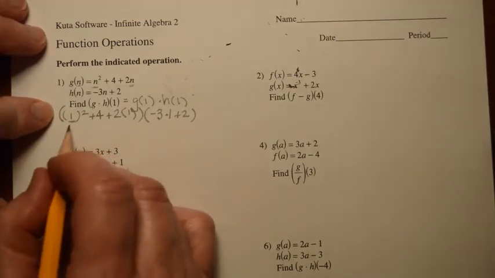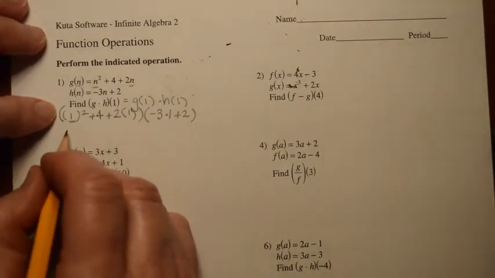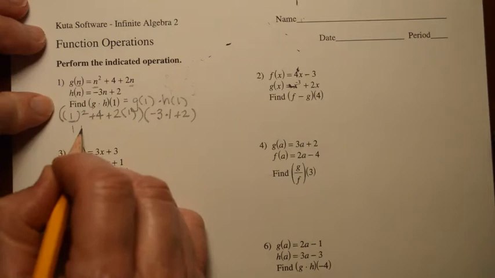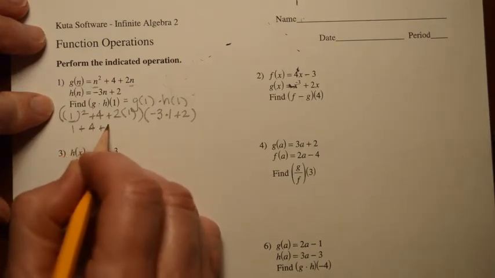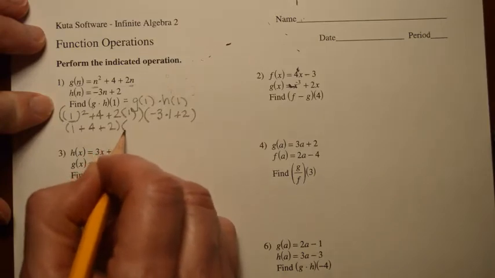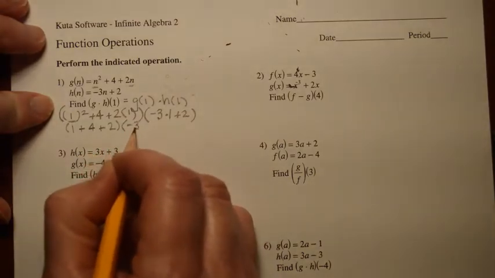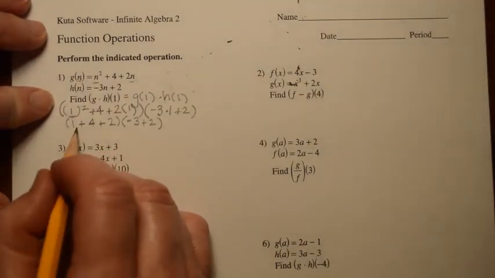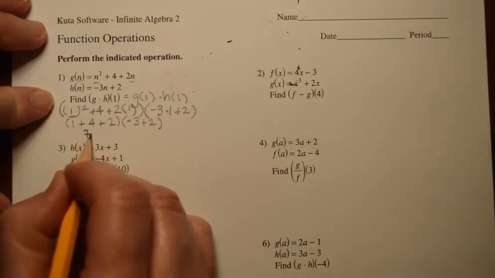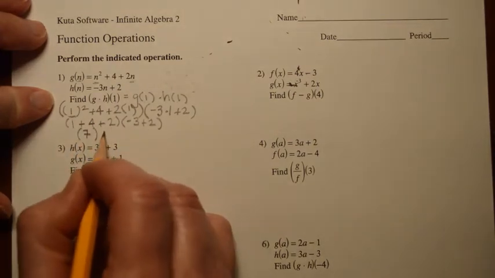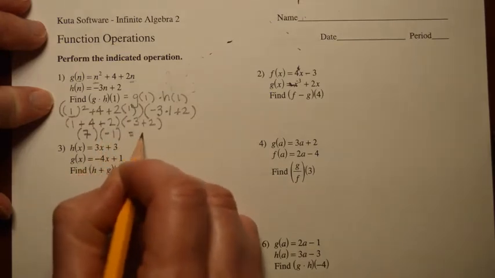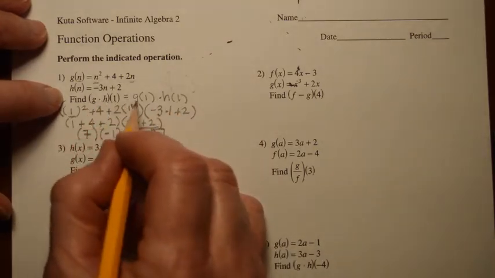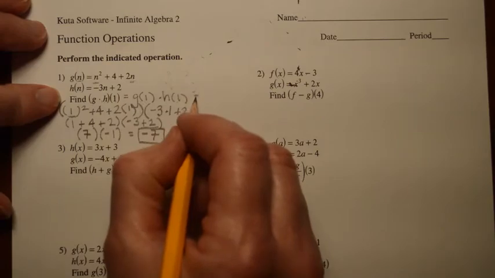Now we're going to use order of operations, and go through each of these parentheses and do what we would normally do. Inside this parentheses, 1 squared is 1, plus 4, plus 2 times 1, which is 2. And in this one, negative 3 times 1 is negative 3, plus 2. Then we still do whatever is inside the parentheses. So here it's 1 plus 4 is 5, plus 2 is 7. And then negative 3 plus 2 is negative 1. And so we end up with negative 7 as our answer. So g times h of 1, or g of 1 times h of 1, is negative 7.